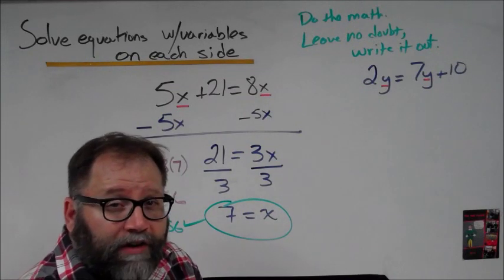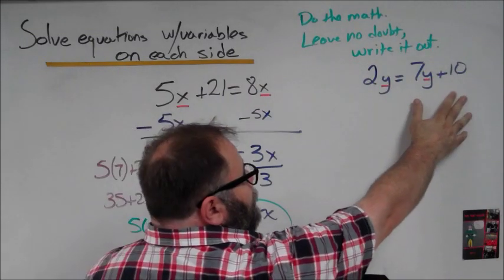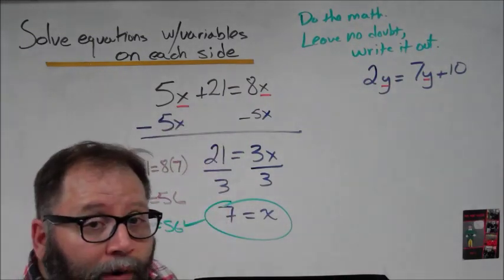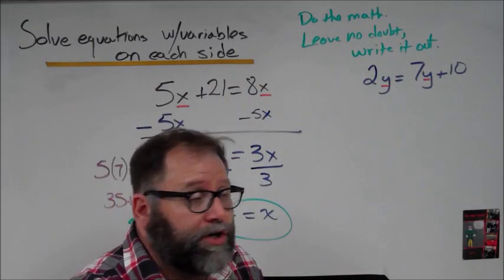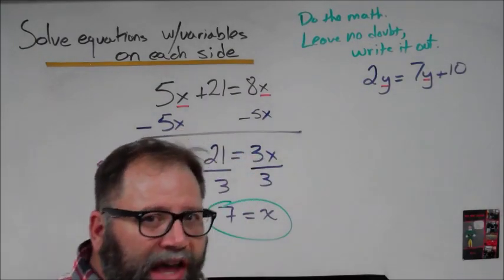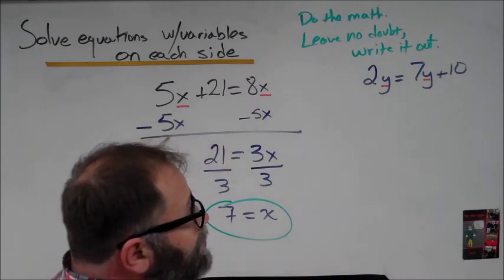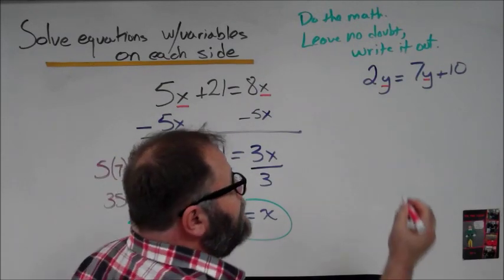Let's do another one that's kind of on the starter side. So I've got 2y equals 7y plus 10. I want to get it down to one variable term. I've got this constant over here. I want to leave that constant on that side. So what I'm going to do is I'm going to subtract 7y from both sides.